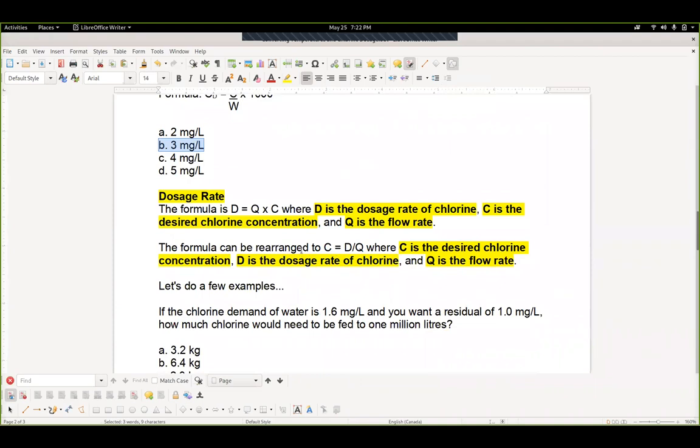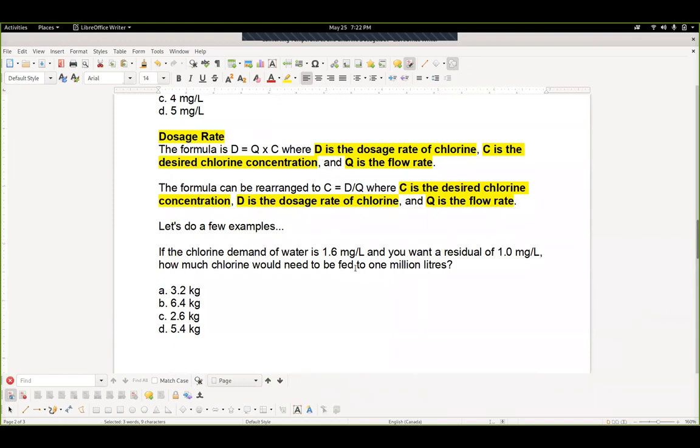So for dosage rate, the formula is D equals Q times C, where D is the dosage rate of chlorine, C is the desired chlorine concentration, and Q is the flow rate. The formula can be rearranged to C equals D divided by Q, where C is the desired chlorine concentration, D is the dosage rate of chlorine, and Q is again the flow rate. So let's do a few examples.